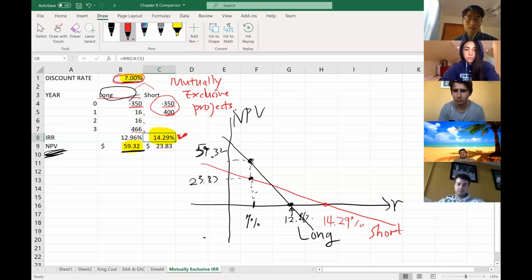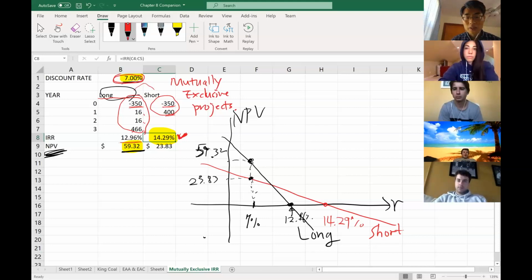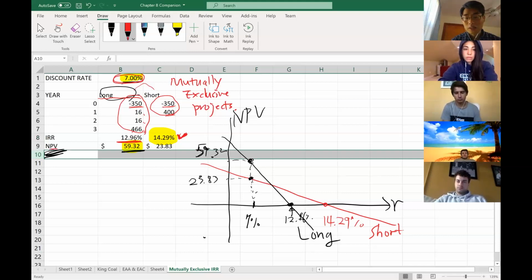Instead, if you invest in the long-term project, which lasts for 3 years, right? Then your annual return is 12.96%. So every year for the next 3 years, you are going to enjoy 12.96%. So that's the reason why overall, when you look at the profit, net present value of the long-term project is actually greater.